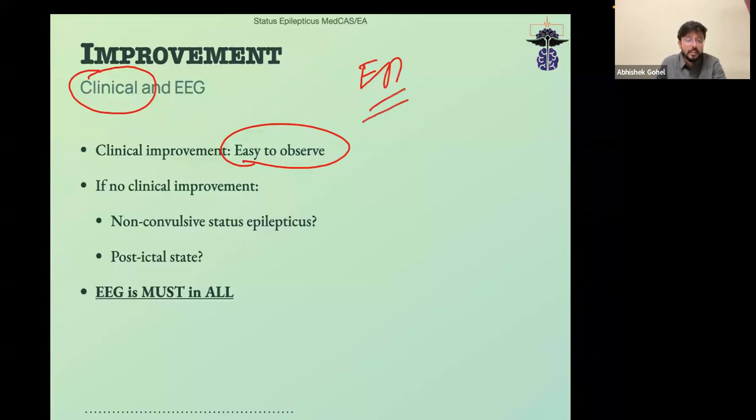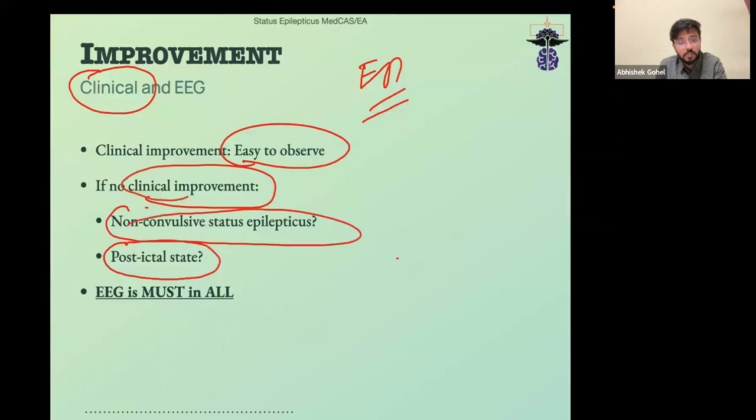But what happens when the patient fails to improve clinically? When the patient does not improve clinically, it can be either of two things. It can be just a post-ictal state, or it can be a non-convulsive status epilepticus. So EEG is a must in all the patients who are not responding clinically after a seizure has subsided.